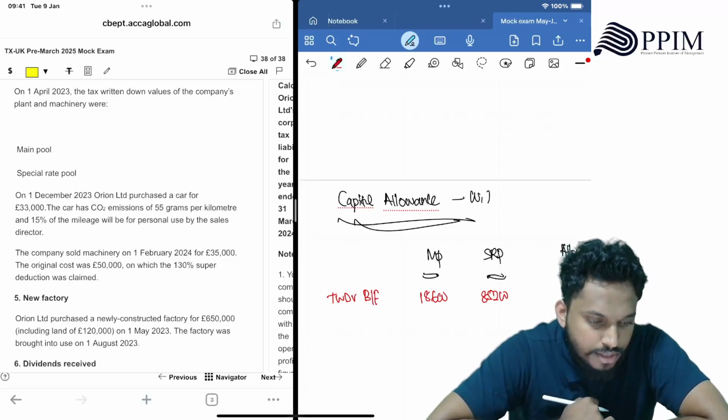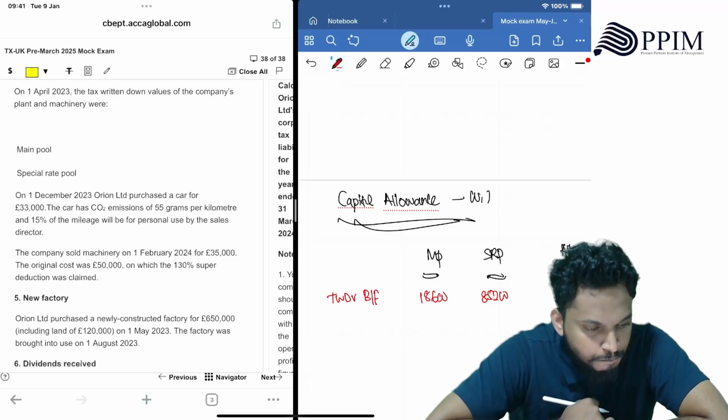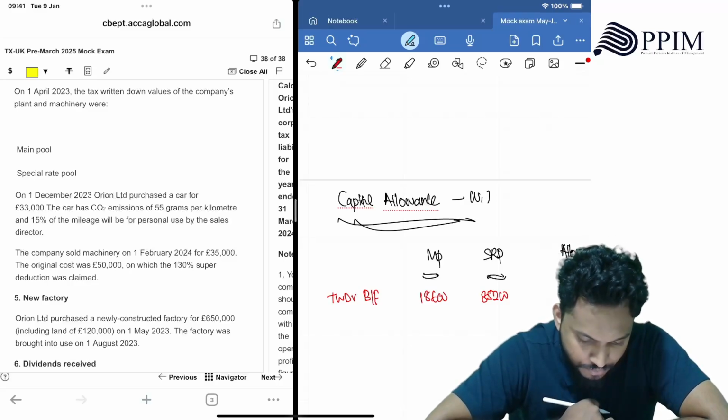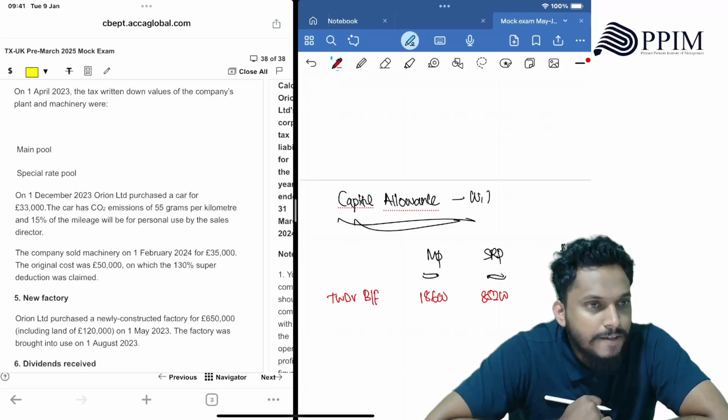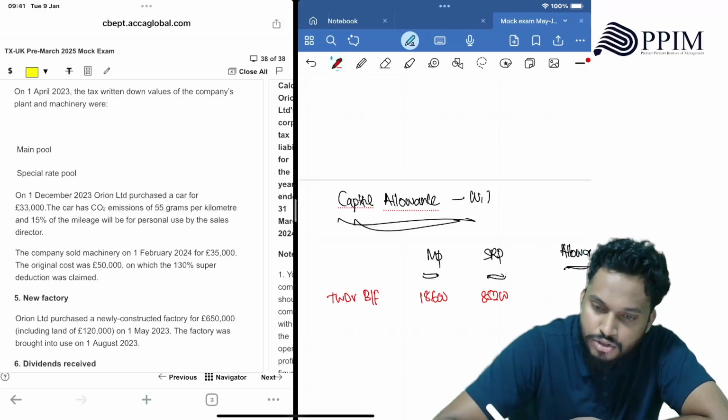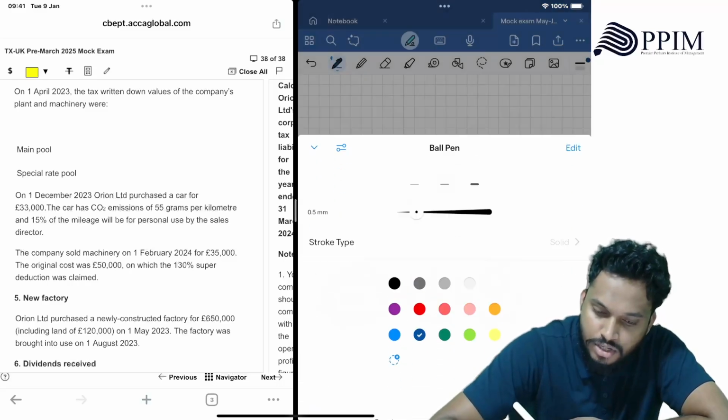On 1st December 2023, Orion Limited purchased a car for 33,000. The car has carbon emissions of 55 grams per kilometer, and 15% of mileage will be personal use by the sales director. So when it comes to the car, it is not eligible for FYA or AIA or any other allowances. So the car needs to be fully charged, isn't it?